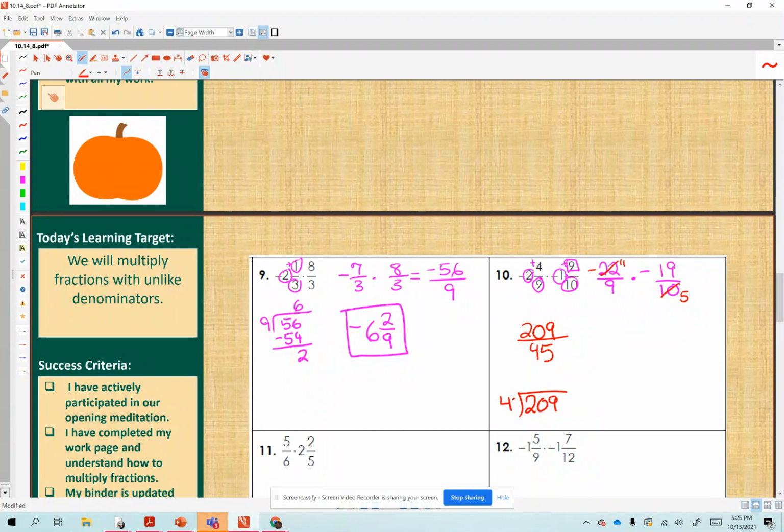a mixed number. So I'm going to take a guess that 4 times 45 will be less than 209. So 5 times 4 is 20, 4 times 4 is 16, 2 is 18, and it is. So 209 minus 180 is 29. So our final answer will be 4 and 29/45ths.